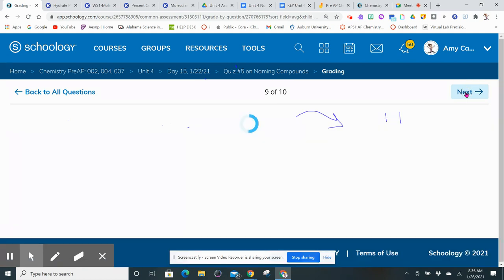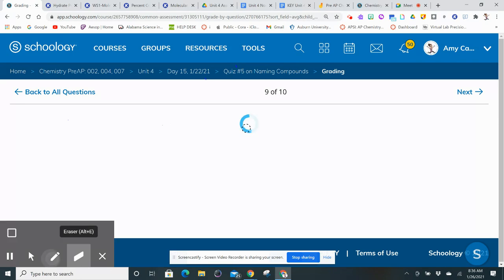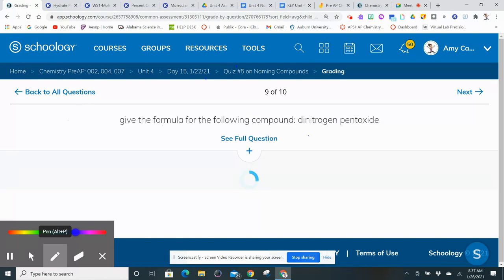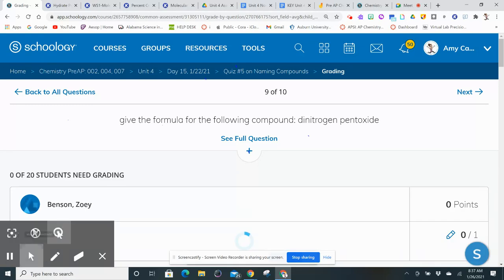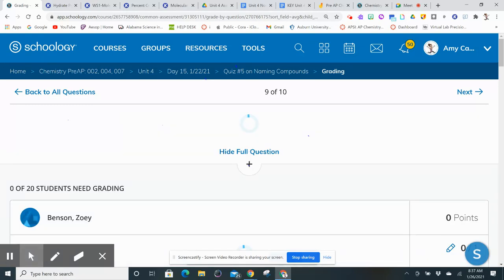All right, so we are just about to the last one on this one. I'm not going to go over the 10th one because we all got that one right. Well, we might not be going over this one either. Here we go. All right. So on this one, we have dihydrogen. Is that dihydrogen or dinitrogen pentoxide? Come on, it's being slow.